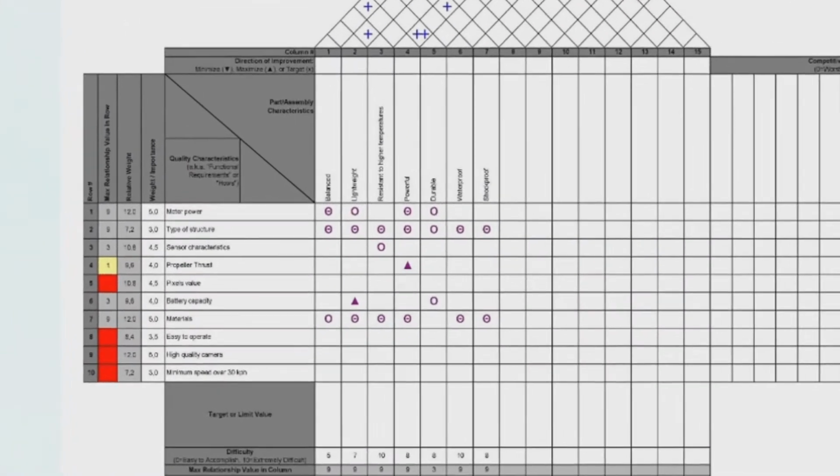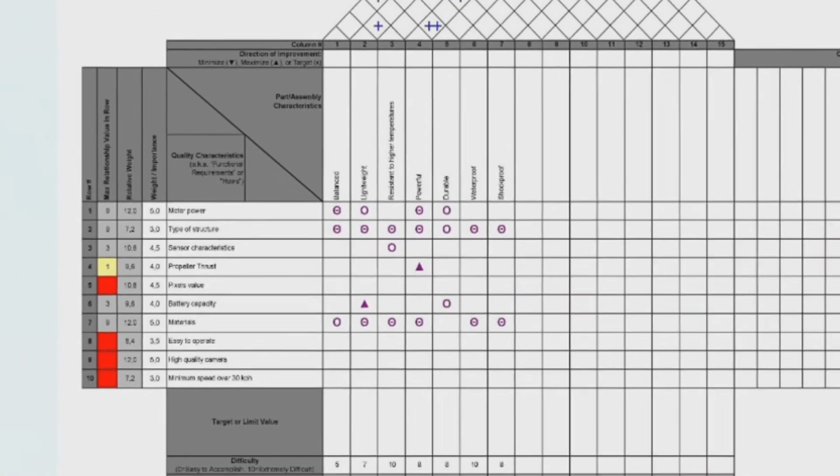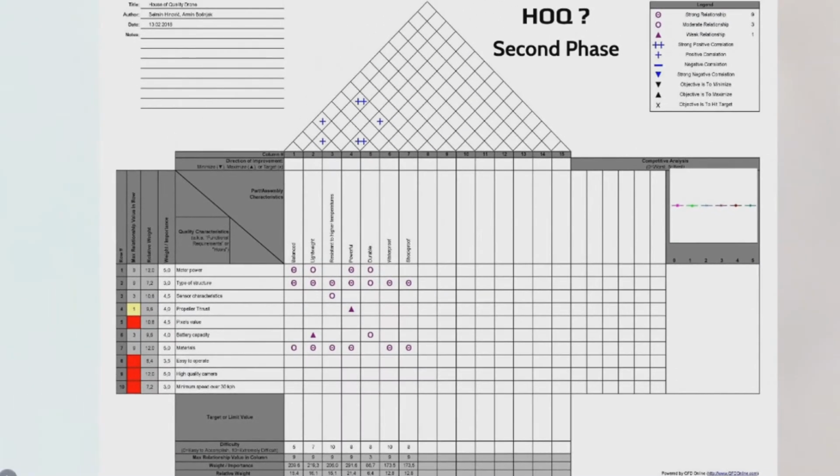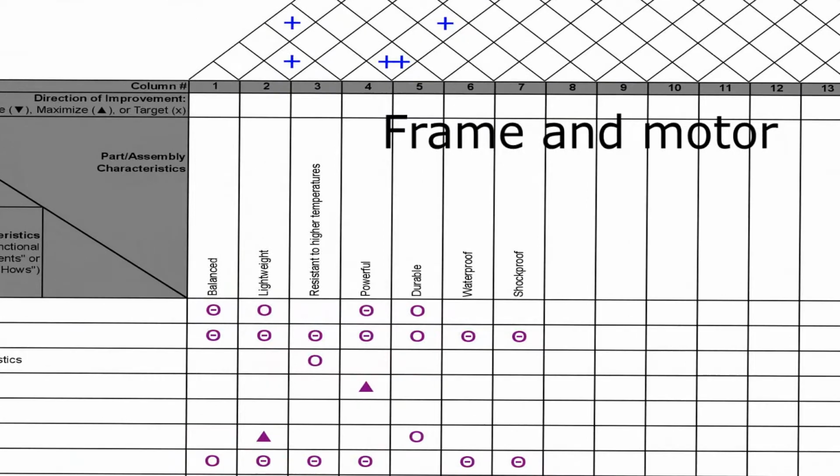Technical characteristics defined in the product planning phase, such as motor power, type of structure, sensor characteristics, and so on, are now translated into part or assembly characteristics. The concept of the drone has several main parts, like propellers, frame, motors, battery, camera, sensors, and so on.